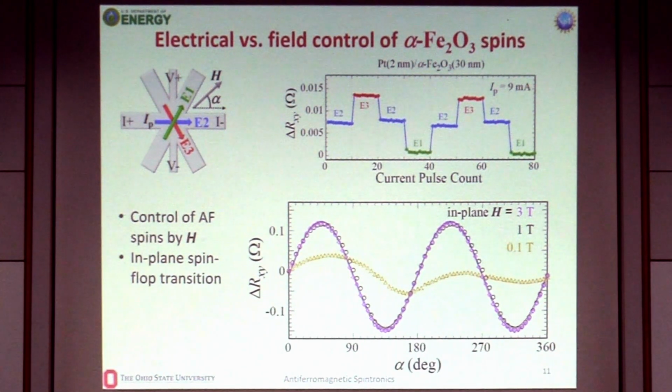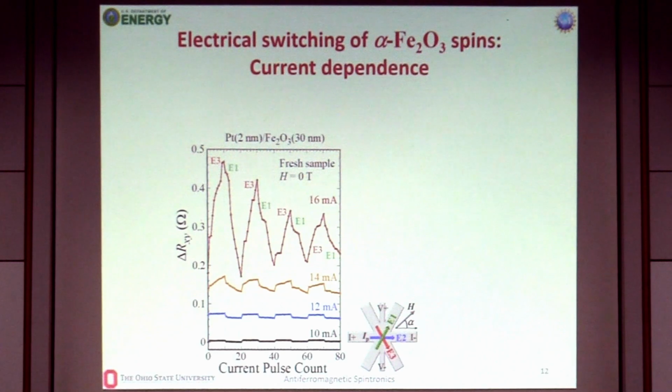However, at 0.1 Tesla, you can see this is really not a nice sine angular dependence. We believe it's below the in-plane spin flop transition. I'm going to come back to this a little later. Here I just labeled the different places where the angle is along the 3 axes where we patterned the sample. Now let's see the pulse current dependence. Right now I'm going to use only 2 directions.